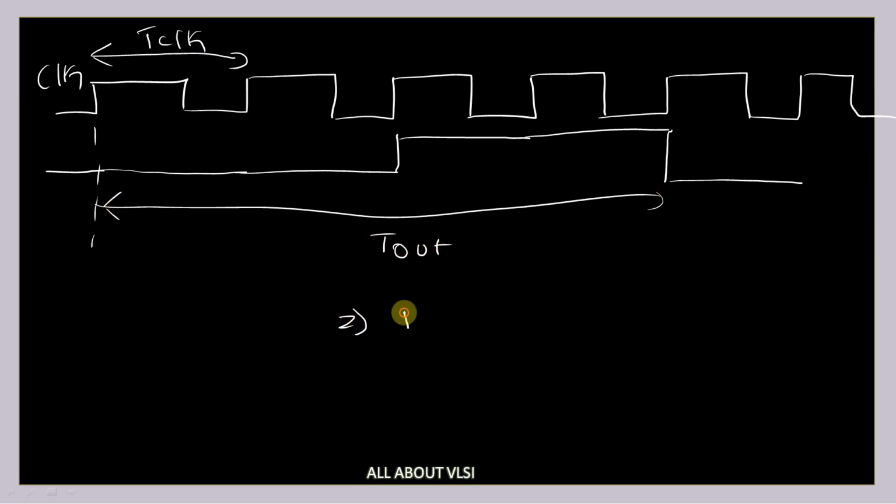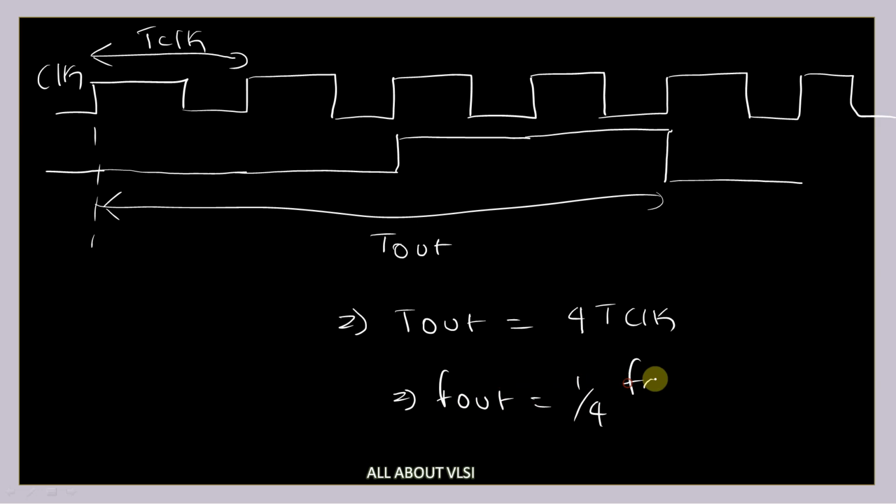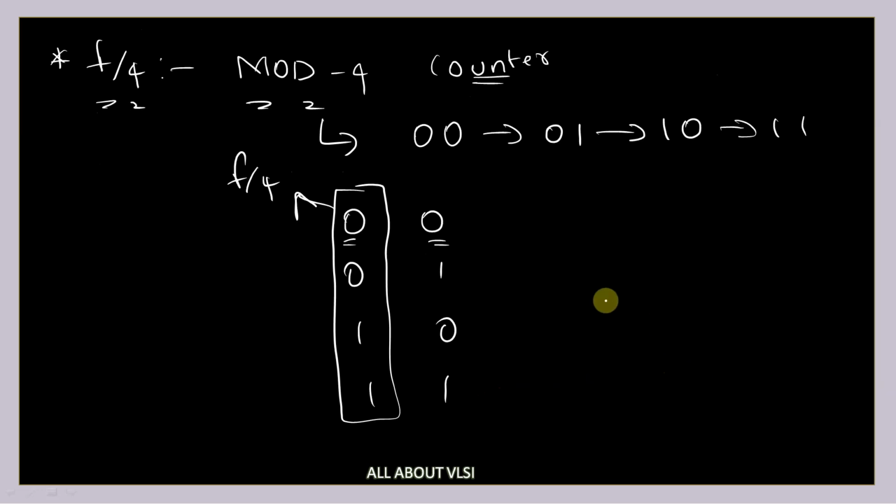So if I find out the relation, T out is equal to 1, 2, 3, 4, 4 times of T clock. If I convert it into frequency, my F out is equal to 1 by 4 times of F clock. So for getting my frequency division by 4, I should consider a mod 4 counter. And similarly, if I want to achieve a frequency division by 8, I am going to take a mod 8 counter.